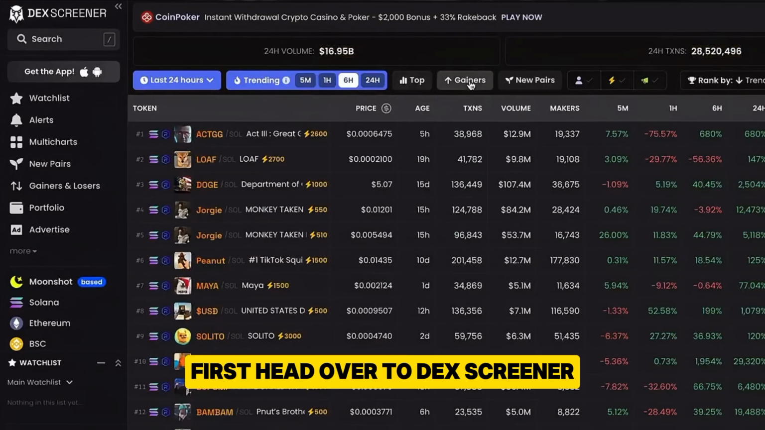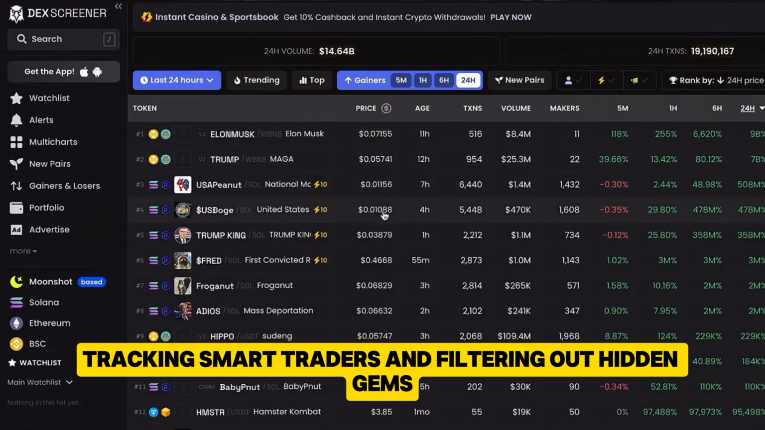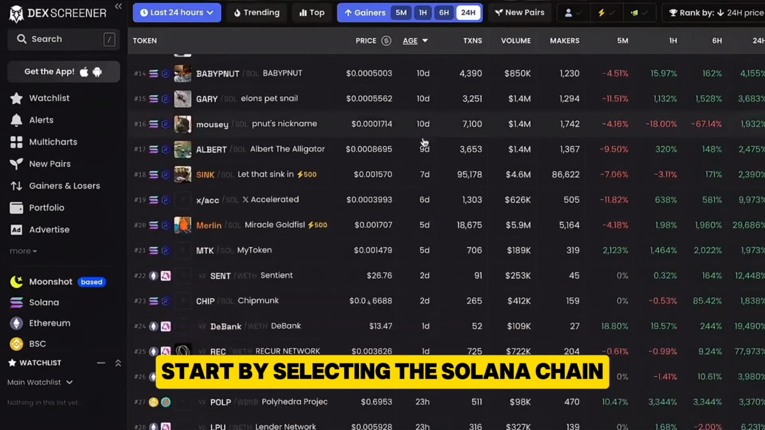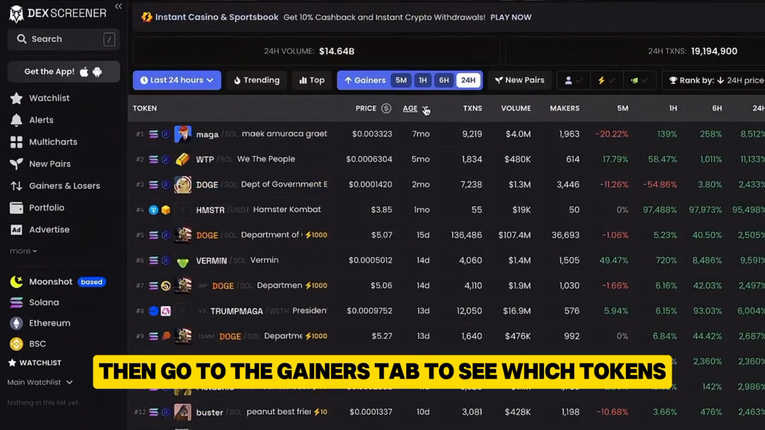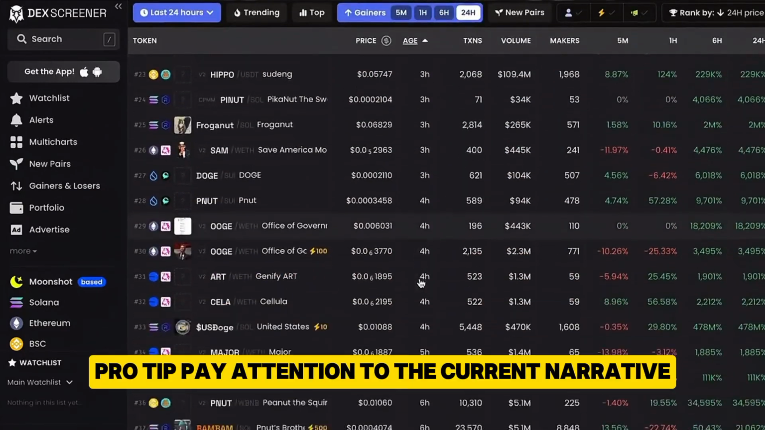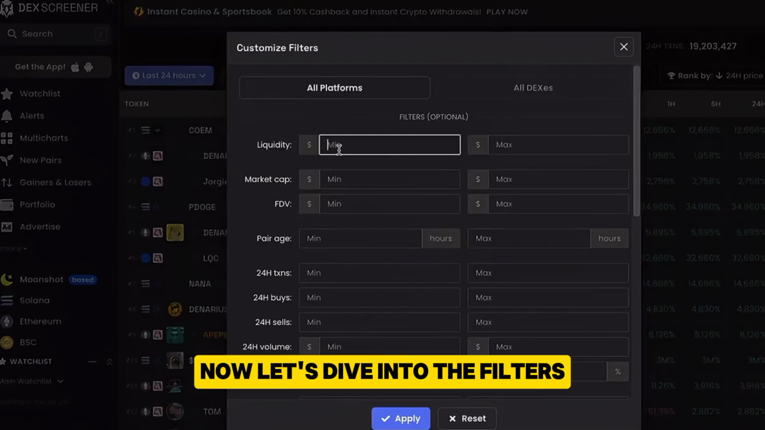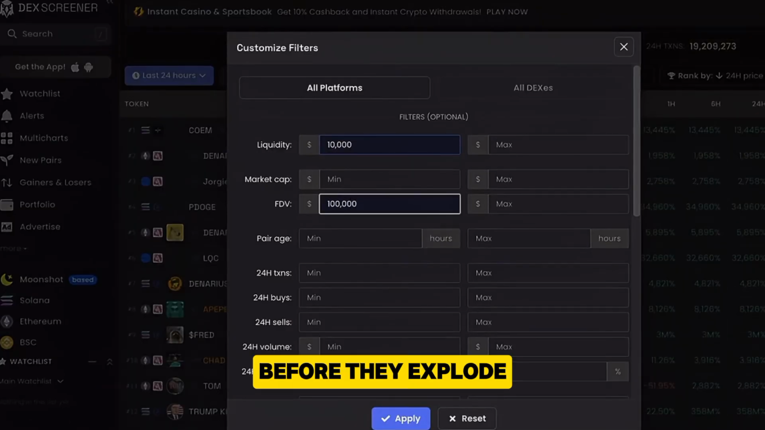First, head over to Dexscreener, the go-to platform for analyzing trends, tracking smart traders, and filtering out hidden gems. Start by selecting the Solana chain, or your preferred blockchain. Then, go to the Gainers tab to see which tokens have been trending over the past week. Pro tip: pay attention to the current narrative, it can change daily, so staying ahead is key. Now, let's dive into the filters that will help you spot high-potential tokens before they explode.